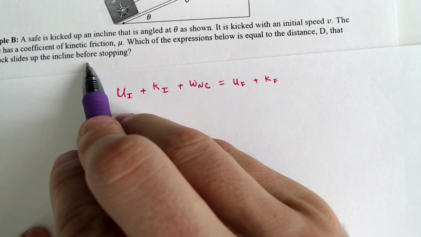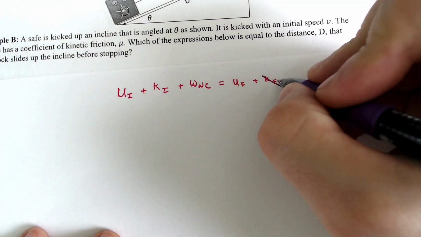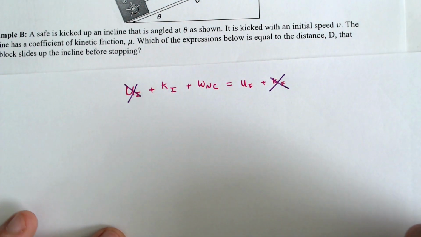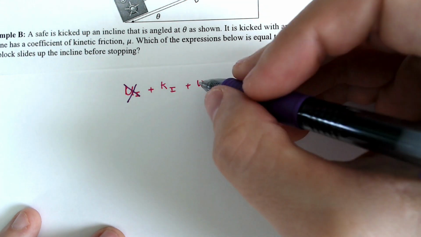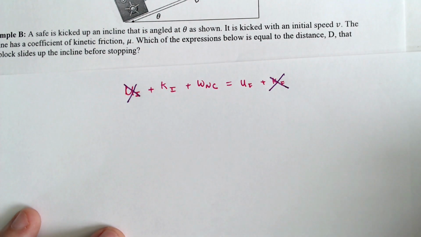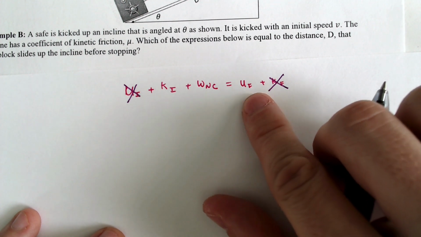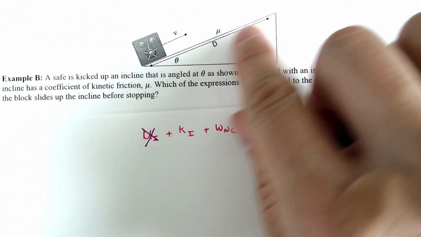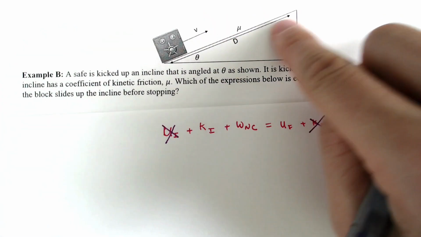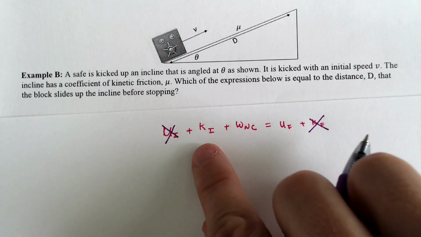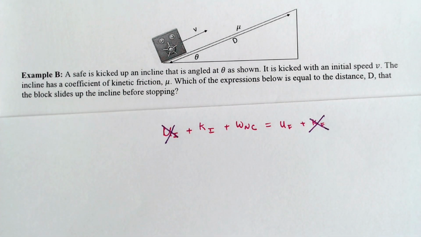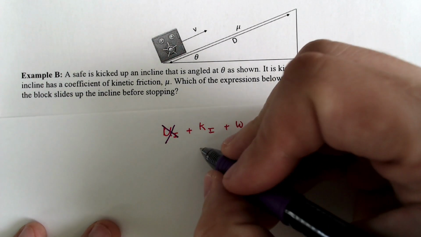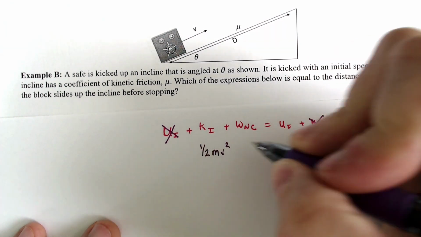That block slides up the incline before stopping. So this part is 0. We know that it started at the bottom, so that is 0. So we got Ki plus the work by non-conservatives has to equal the final potential. Well, the distance that it will have traveled will be the distance here, on the diagonal part. So we need to utilize all of these to figure out what each one is. For starters, we know that it is kicked with an initial velocity of v. So we're going to just write 1/2 mv squared there.